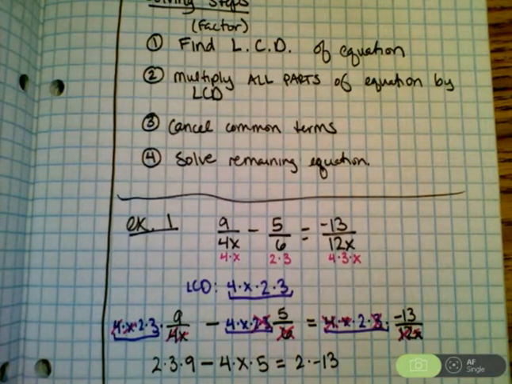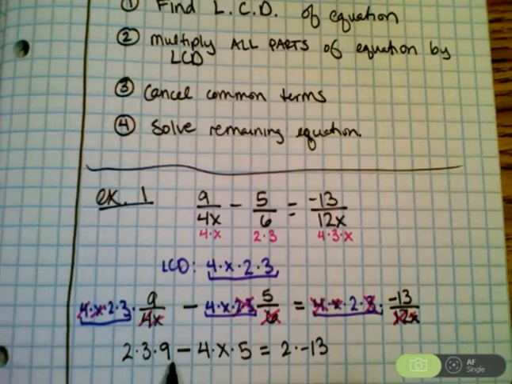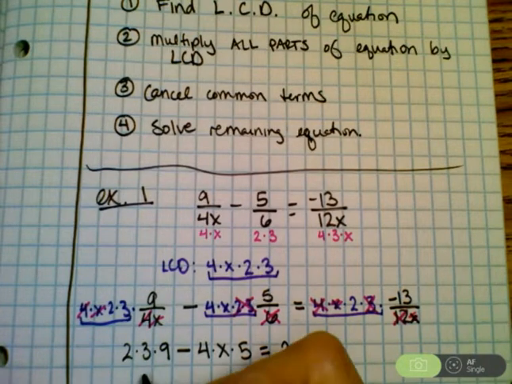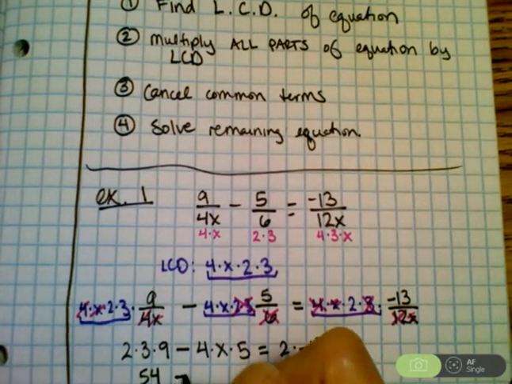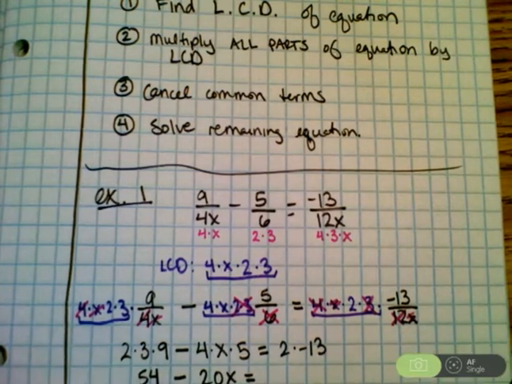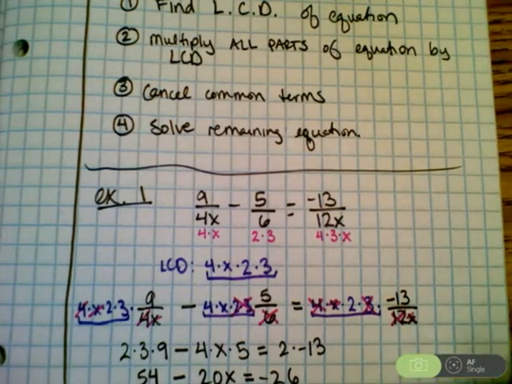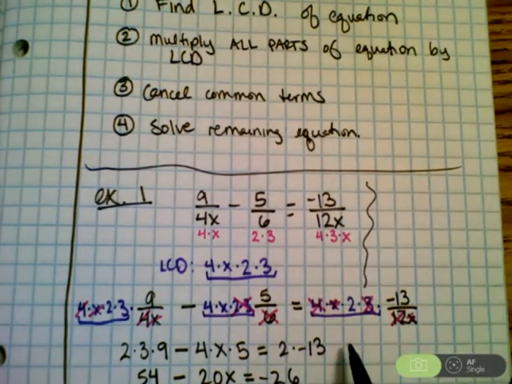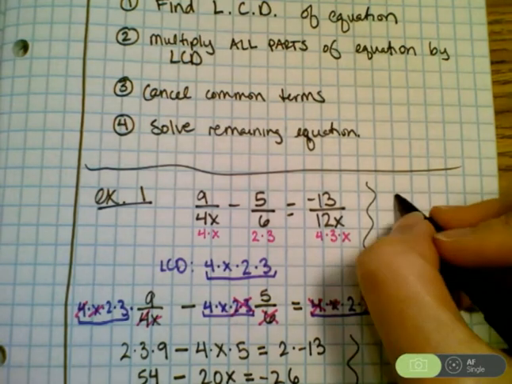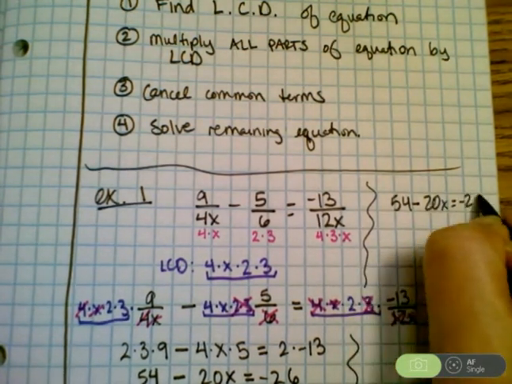Well, that still looks pretty complicated because I've got to do that multiplication. 9 times 3 is 27. 27 times 2 would be 54. So 54 minus 20x equals 2 times negative 13, which is negative 26. So I'm just going to come up here and continue going. 54 minus 20x equals negative 26.